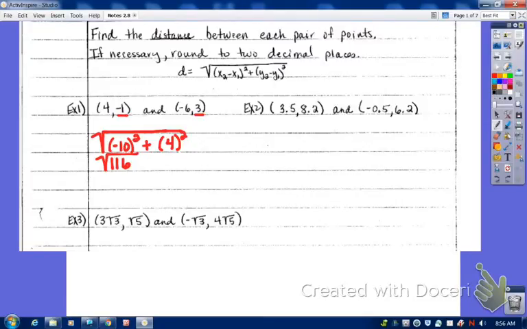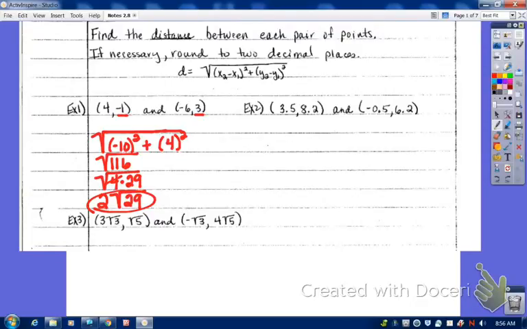Okay, so the square root of 116 is not a perfect square. If I had to simplify it without a decimal, I would take a 4 out. Why would I take a 4 out? Because 4 is a perfect square. And if they wanted the answer not in decimal form, I just want to show you what that would look like. That would be 2 square root of 29. That could be possible if the directions say that, okay?